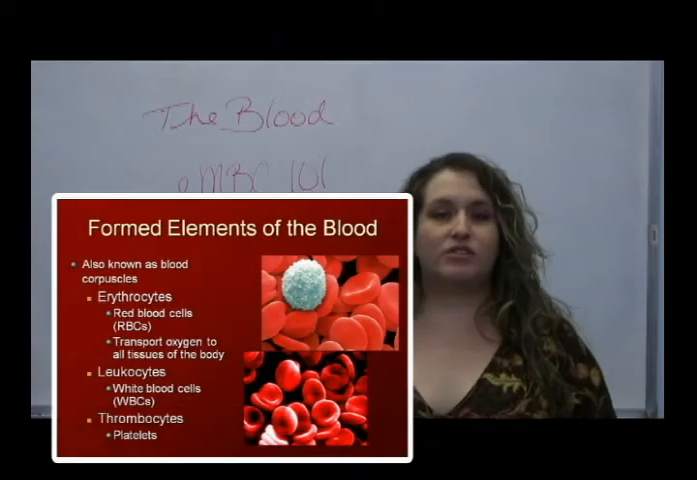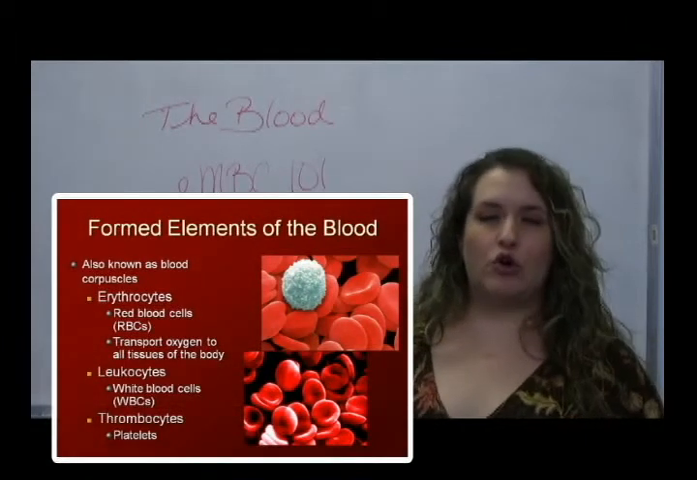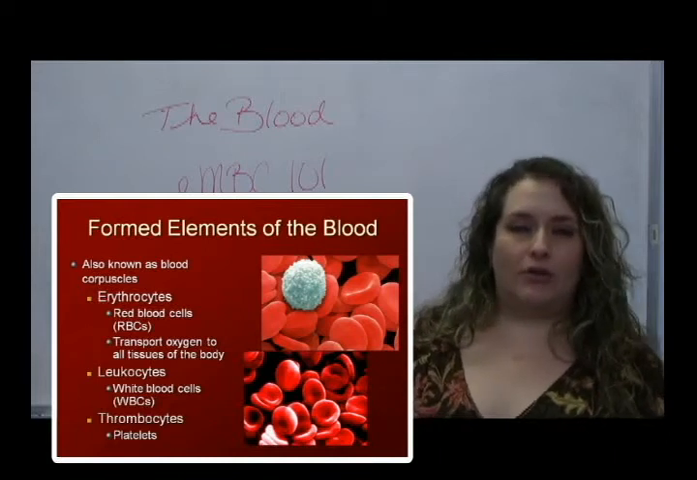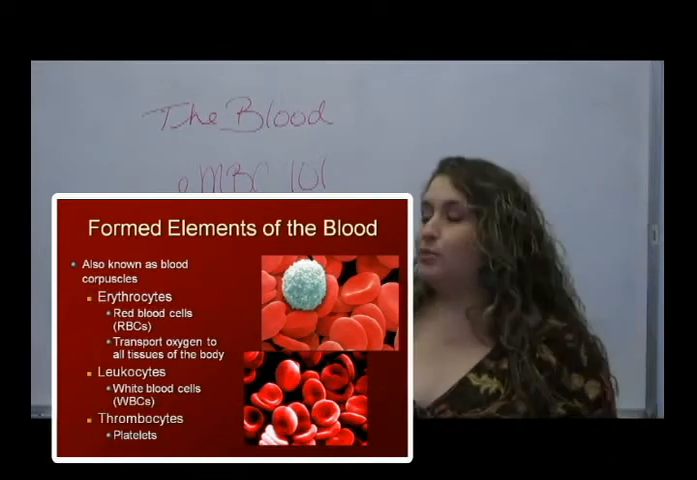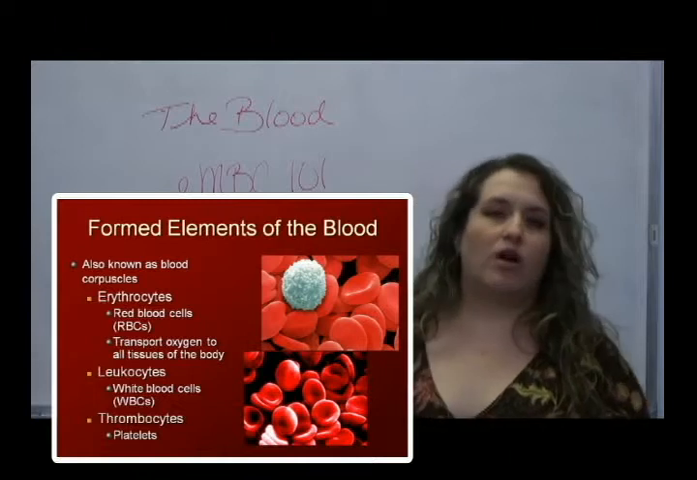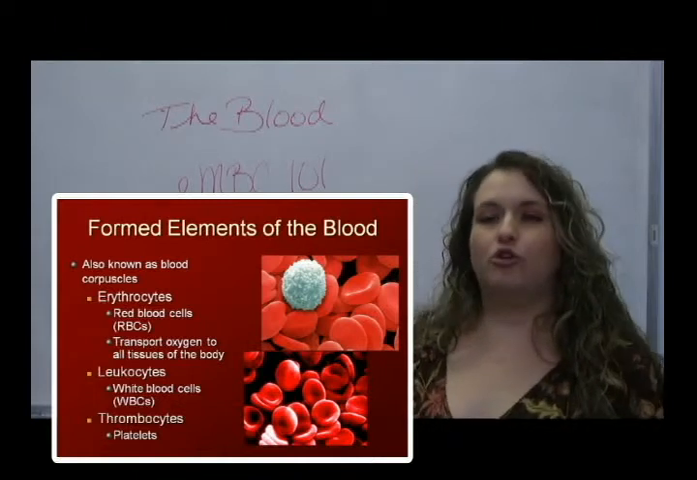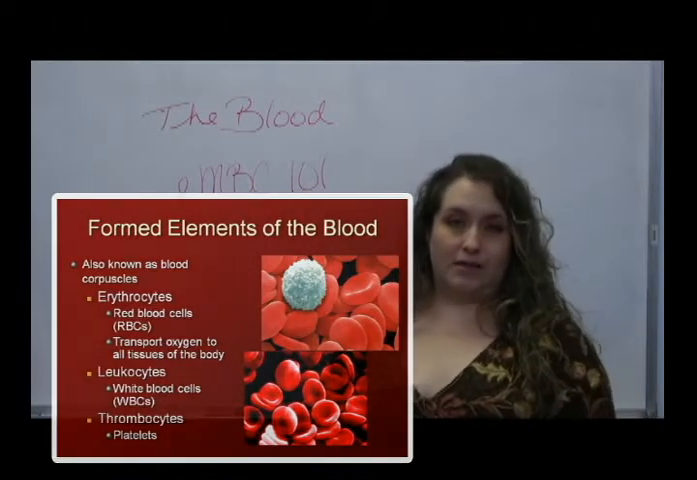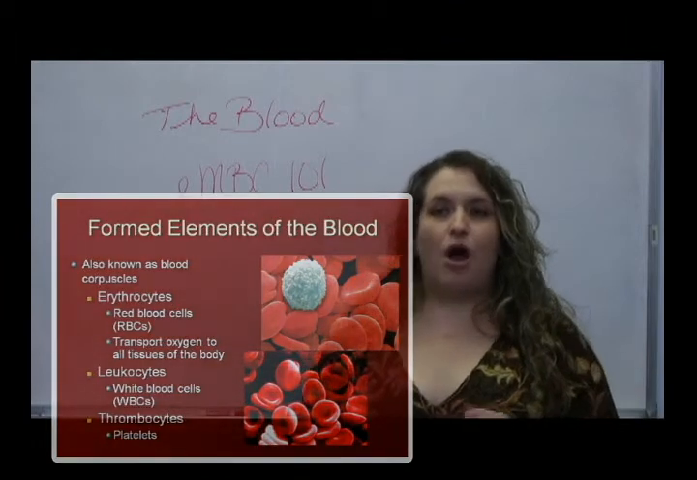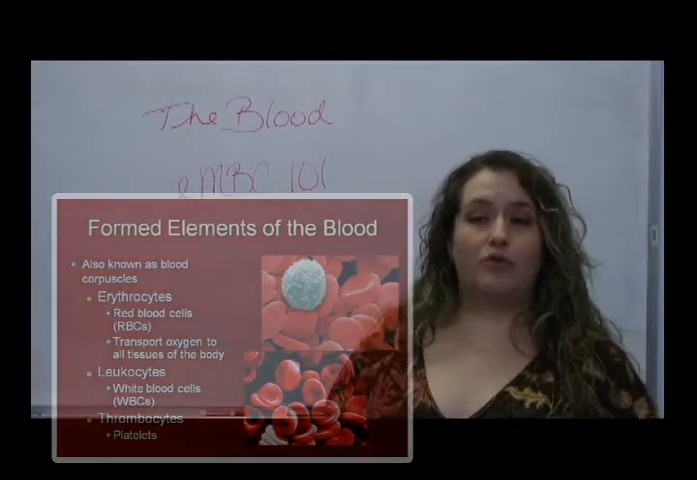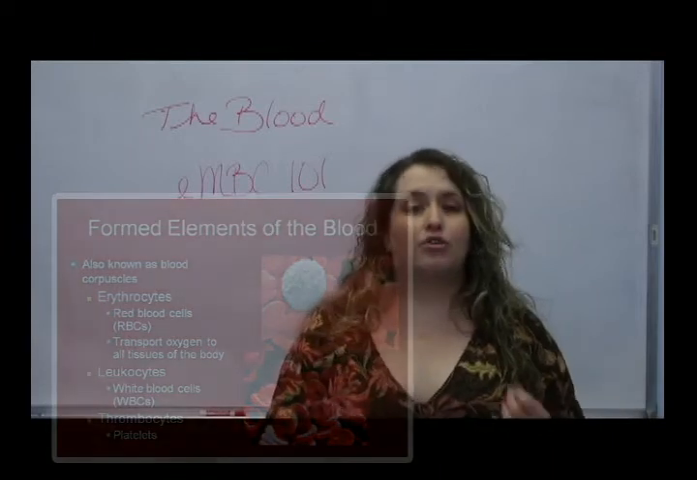Erythrocytes. Erythrocytes are your RBCs, or your red blood cells. Now, the purpose of the red blood cells is to transport oxygen and nutrients to all the tissues of the body. Your leukocytes, or your white blood cells, also known as WBCs, are very helpful in your immune system, and your thrombocytes are your platelets.